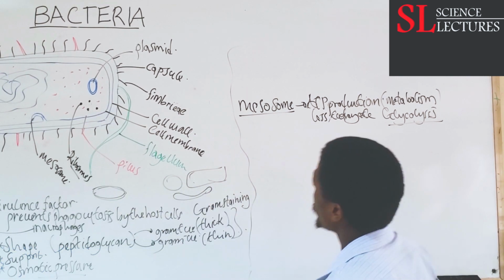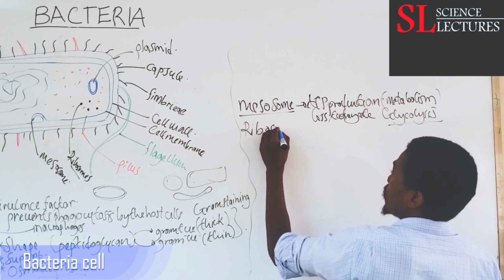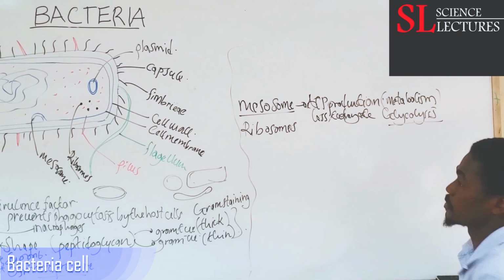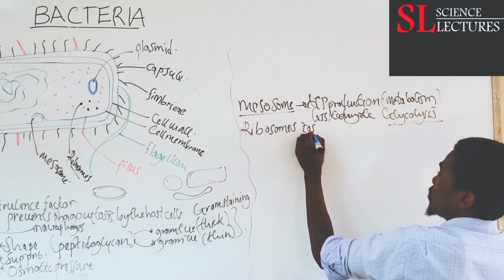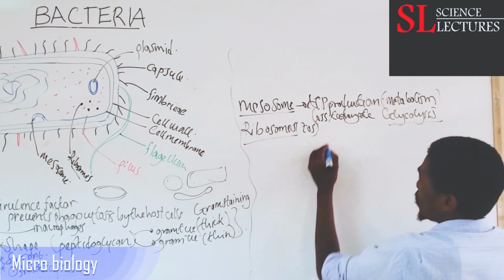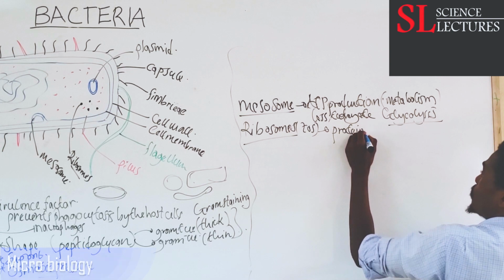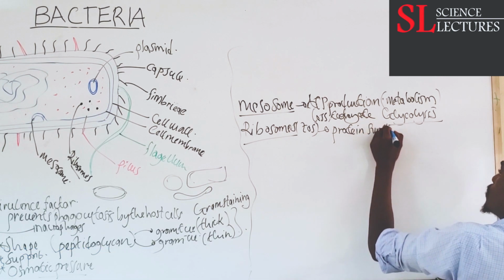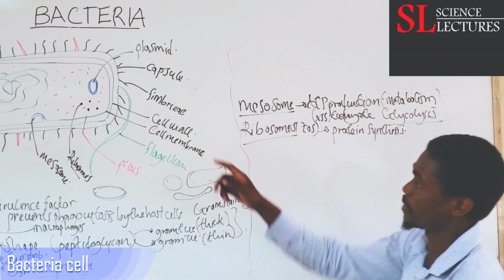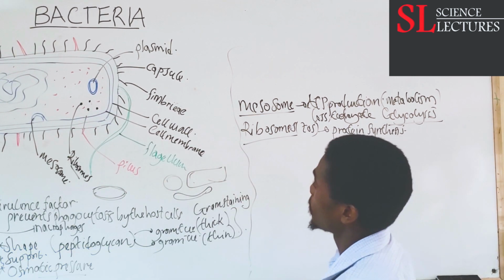Then ribosomes in this bacterial cell are 70S. There are 70S ribosomes. These ones are for protein synthesis. So ribosomes are sites for protein synthesis within the cell. So the cell will be able to synthesize proteins.